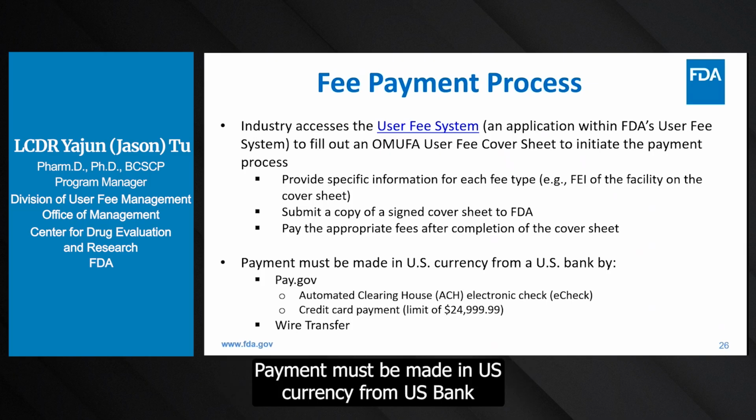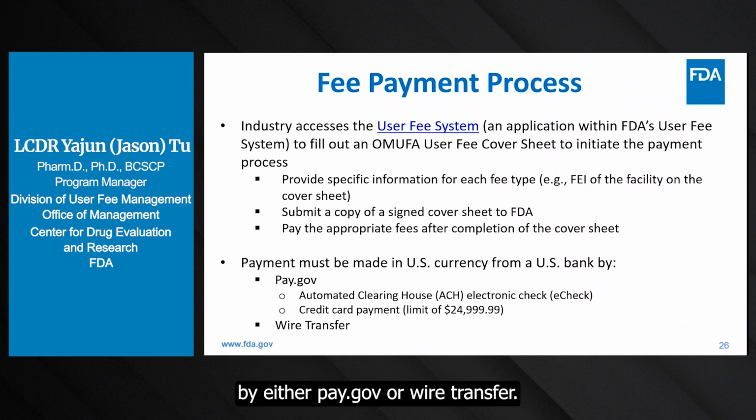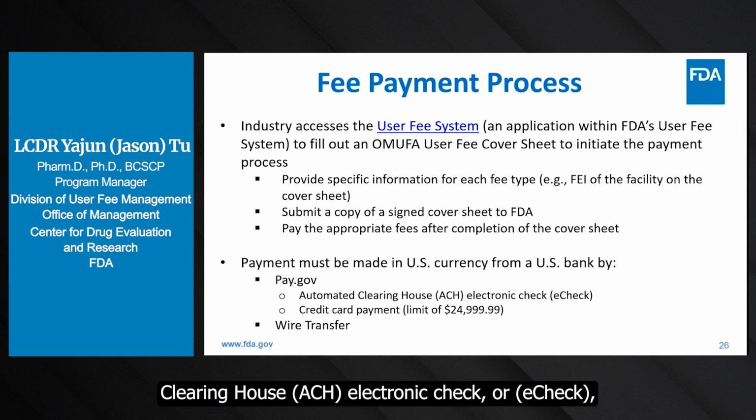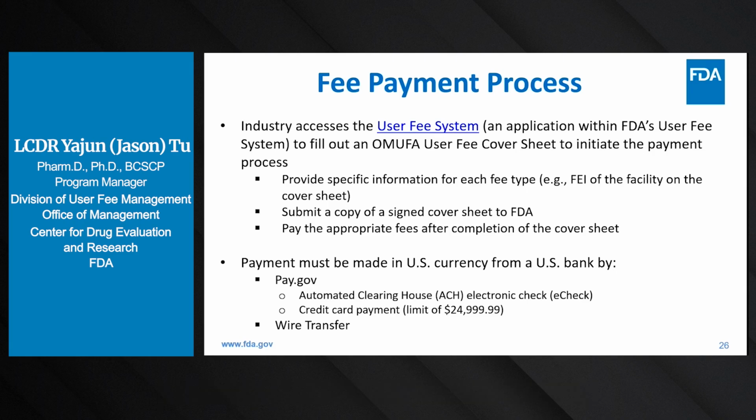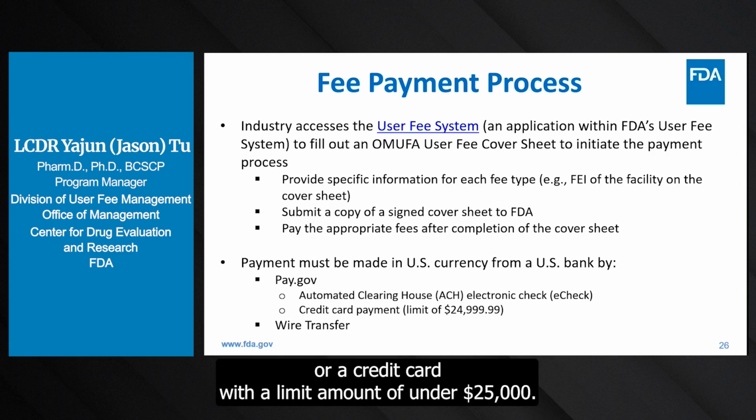Payment must be made in US currency from a US bank by either pay.gov or wire transfer. For payment made by pay.gov, you may use either an automated clearinghouse electronic check, or e-check, or a credit card with a limit amount of under $25,000.